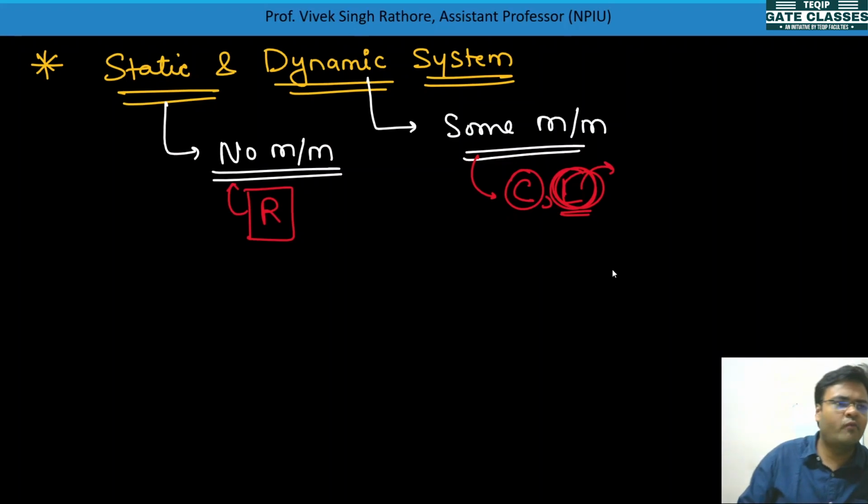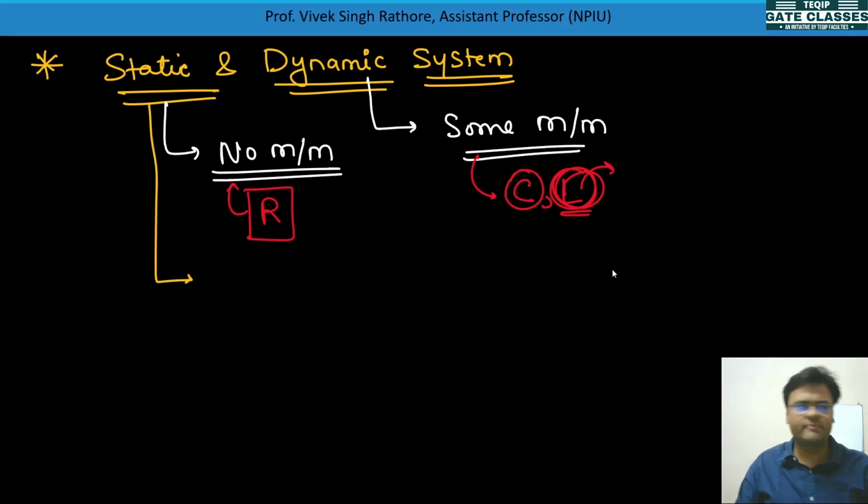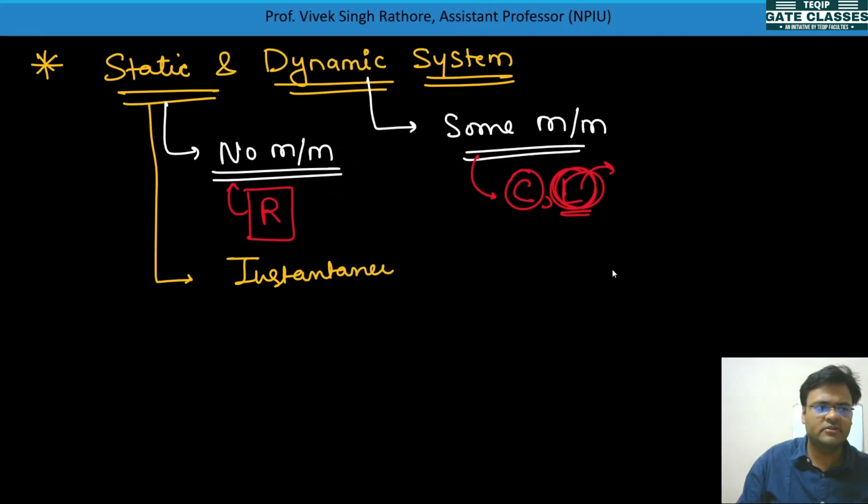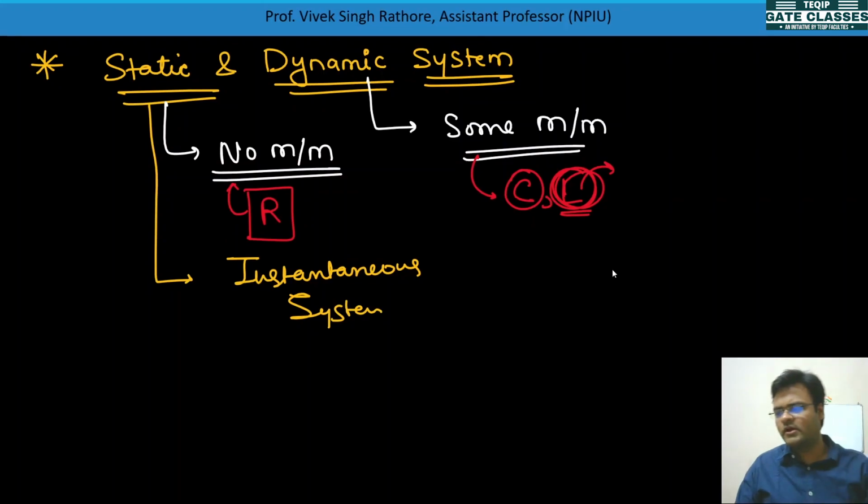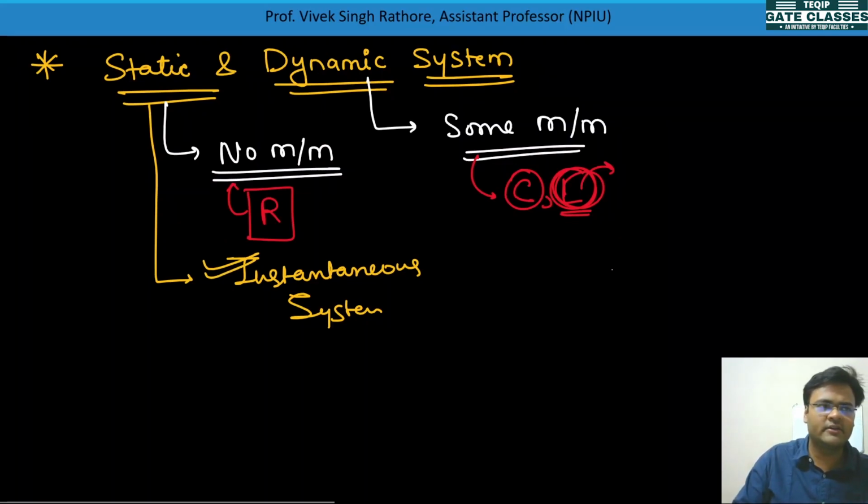What are the other names these systems can be called? Static systems are also called memoryless systems because they have no memory, and they are also called instantaneous systems. So if you are asked what a dynamic system is and what an instantaneous system is, you should understand that the instantaneous system is talking about the static system.